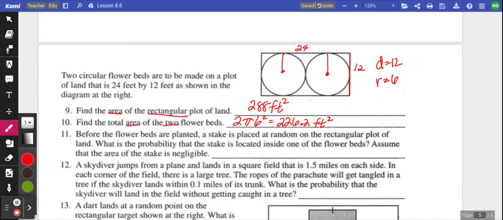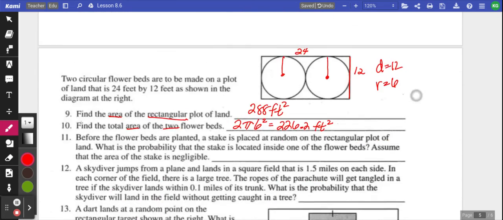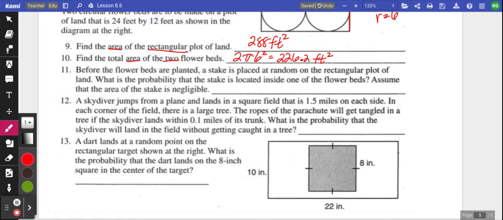Before the flower beds are planted, a stake is placed at random on the rectangular plot of land. What is the probability that the stake is located inside one of the flower beds? Assume that the area of the stake doesn't matter. So because I'm doing this proportion, the number I want is inside the flower beds, and here is my flower beds. So 226.2 out of the total, which is 288. Gives me 79%.